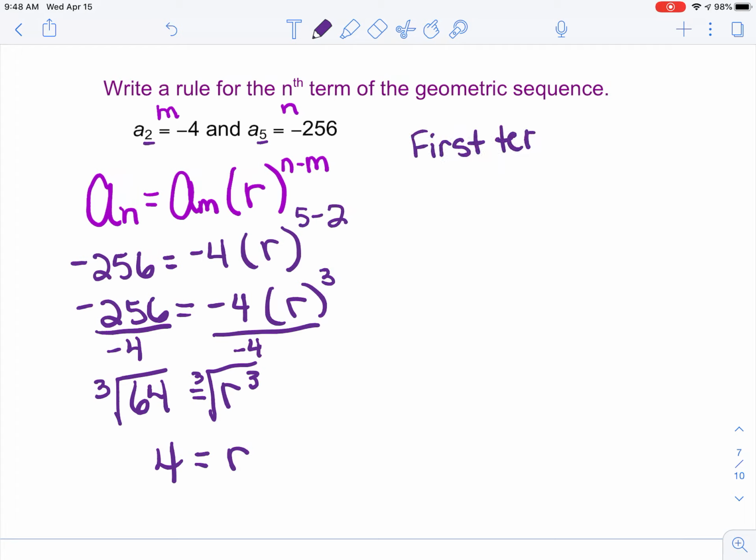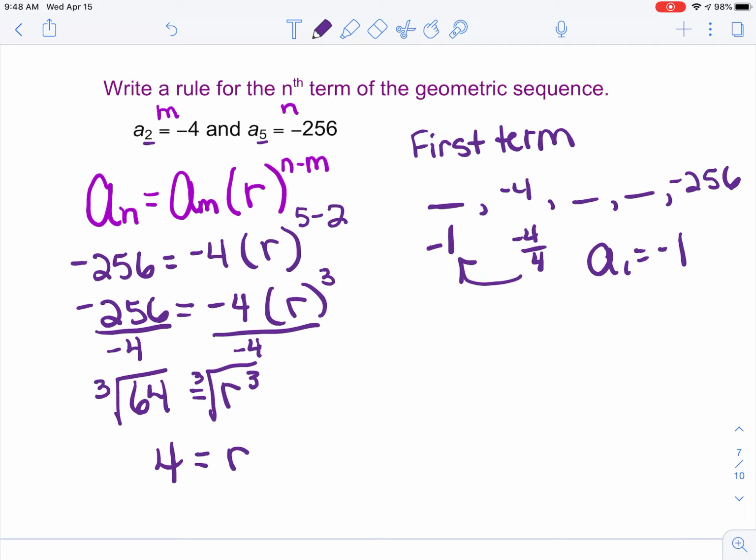So to find your first term, I can take the second term, and instead of multiplying by 4, I could divide this by 4, and I get the answer to be -1. So my first term equals -1.